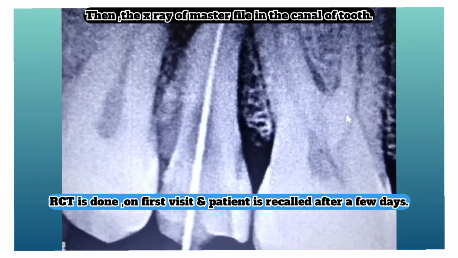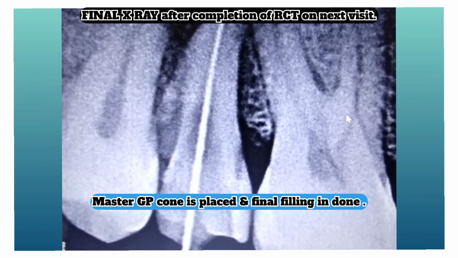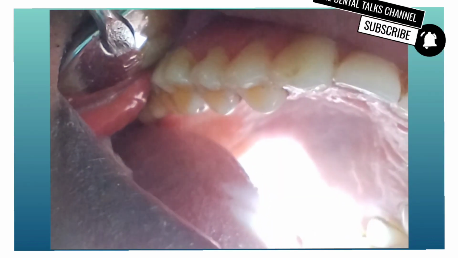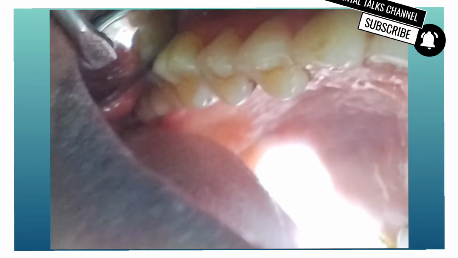On the next visit, the patient showed no sign of any problem as he was suffering earlier. Mobility of the tooth was absent, and pain and sensitivity had subsided. So, we completed the RCT procedure by placing the GP cone and finalized the permanent filling. This is the finalized tooth after the complete RCT procedure. Here you can look at it.